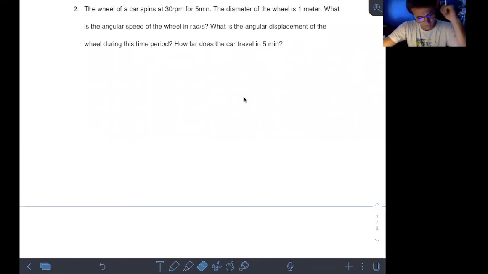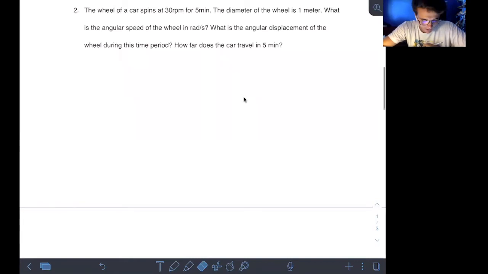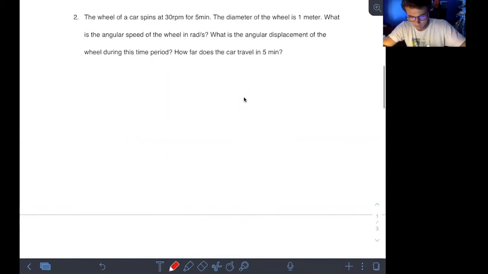So number 2: the wheel of a car spins at 30 revolutions per minute for 5 minutes. The diameter of the wheel is 1 meter. What is the angular speed of the wheel in radians per second? What is the angular displacement of the wheel during this time period? And how far does the car travel in 5 minutes? All right, let's break this up and do separate questions.